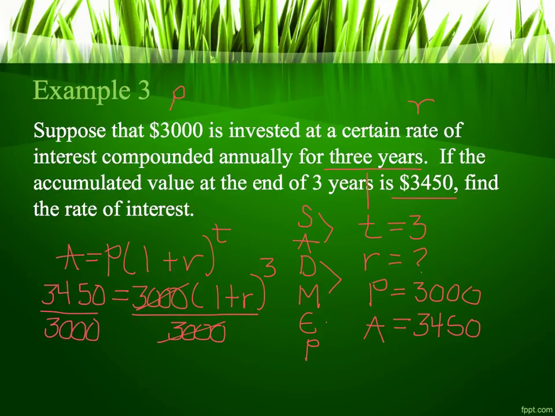Then any exponents get undone next. If something is being cubed, then you can cube root it to undo that cubing. So I divided 3,450 by 3,000 and got 1.15. And now I need to cube root to get rid of that cubing. When I cube root 1.15, it comes out about equal to 1.0477.